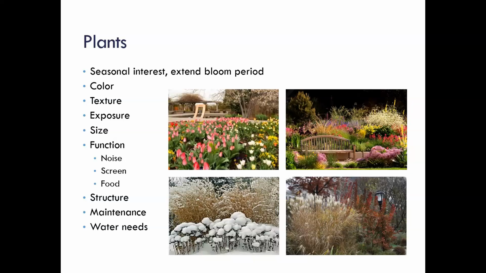You can also think about function. So you can see I have noise, screen, and food there. So noise, you might live next to a busy road. You could use plants, like layers of plants, again, shrubs and grasses and those sorts of things to soften the noise. You could screen. You might have a view that you don't care for, so you can use taller plants to screen that view. And then food, whether it's for you, there are native plants that are edible that people like to plant and then harvest, or maybe it's food, again, for that wildlife.